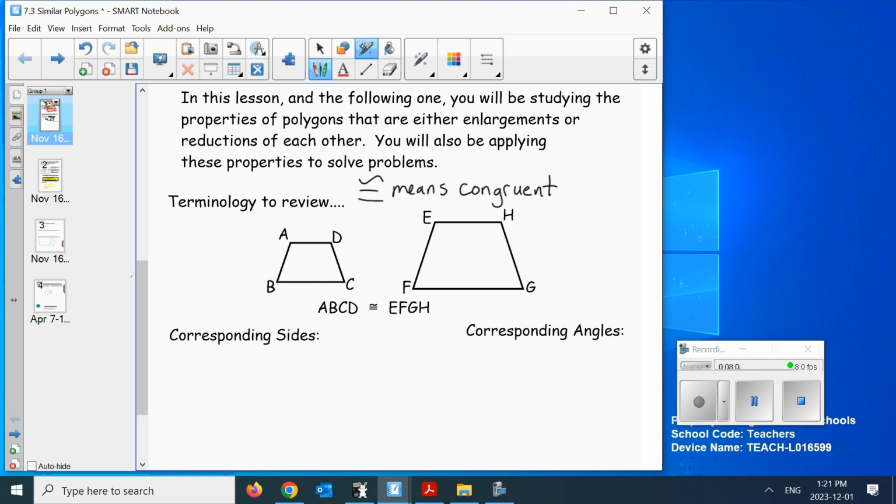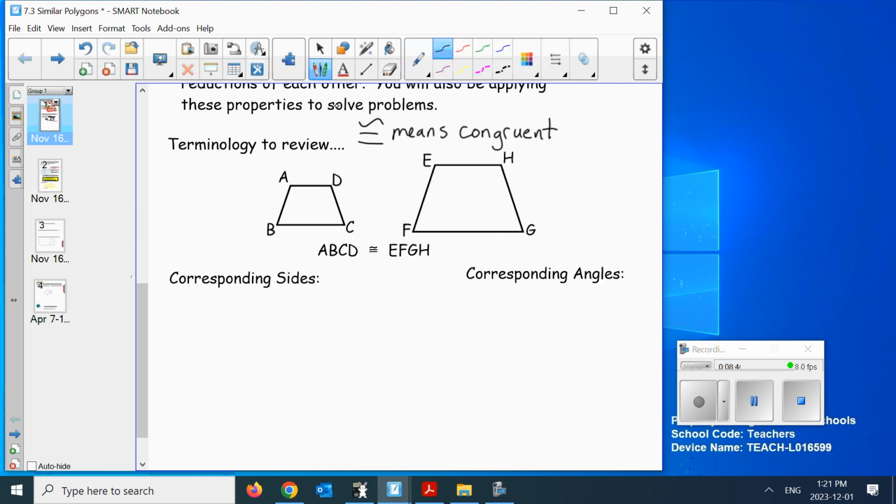Here's what I wanted to point out when I started. You notice how corner E is in the same kind of spot that A is, right? So if I'm naming these shapes, I want A and E to be the start. You notice how corners B and F are in the same spot? I'm going in the same order with all these letters when I list two congruent shapes. That's important. And then corresponding sides, corresponding angles.